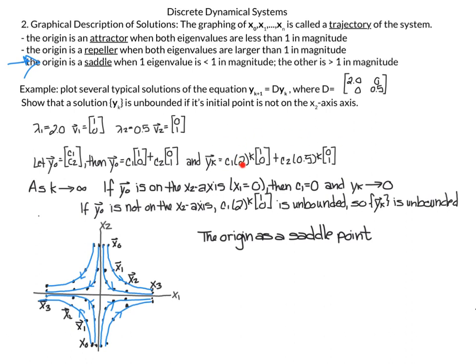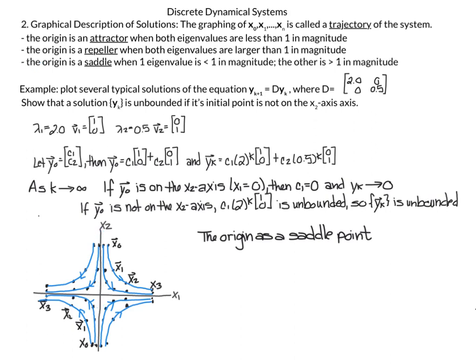So we can look at this. Here we have an eigenvalue whose magnitude is greater than 1, and here we have an eigenvalue whose magnitude is less than 1. So as k approaches infinity, this will go to 0, and this will grow infinitely large. So if y naught is on the x2 axis, that is, our first coordinate is equal to 0, then c1 is equal to 0, and y sub k decays down to 0. So let's look at that over here. So I needed to add some arrows to my graph. So if I'm on this axis here, we're going to be decaying down to 0.